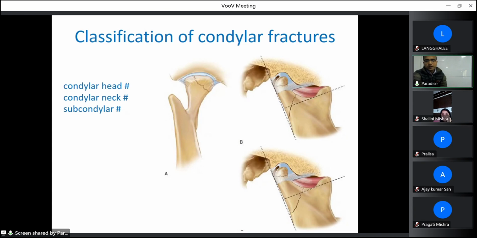Previously, it was also known as high condylar neck and low condylar neck fracture. Low condylar neck fracture is also known as subcondylar fracture, but nowadays it is known as subcondylar fracture and condylar neck fracture.